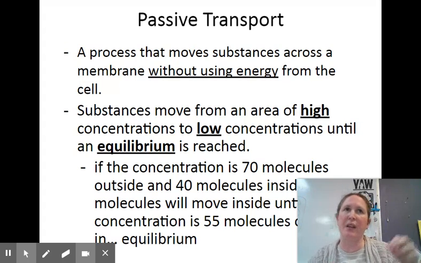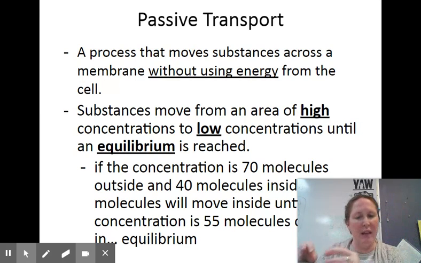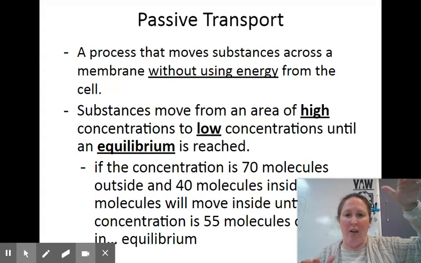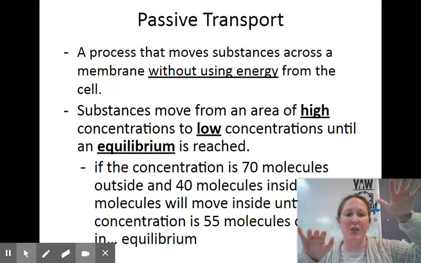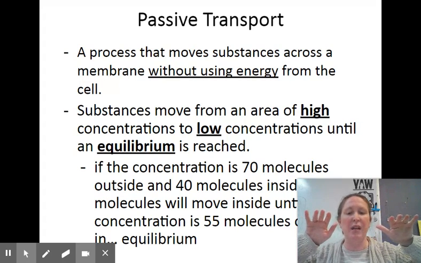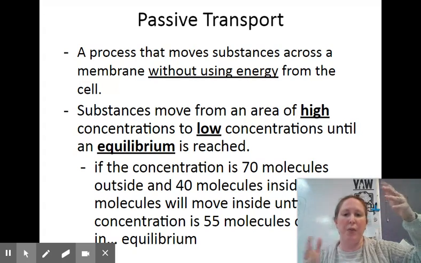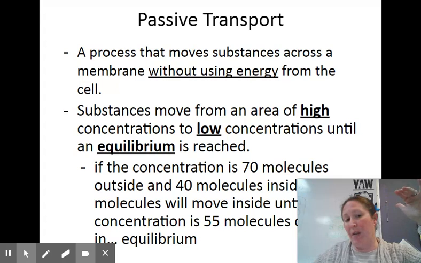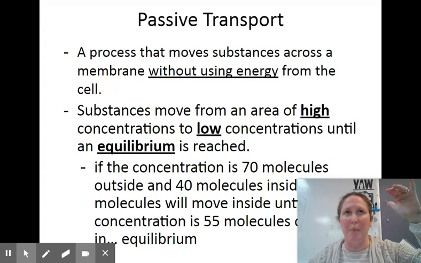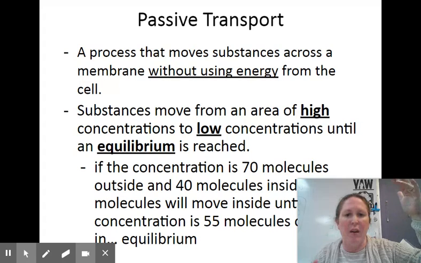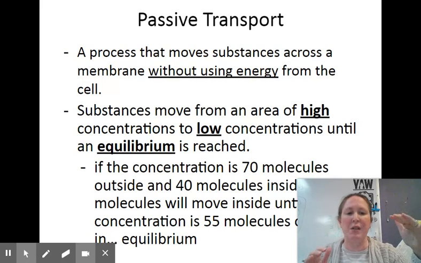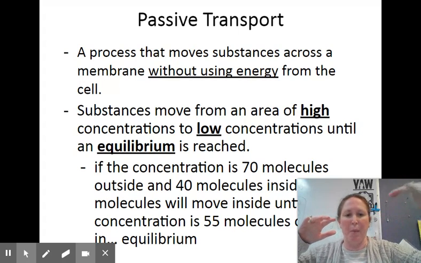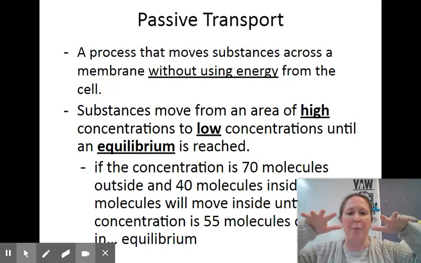So passive transport, again, is the process that moves things without using energy. Basically, if you have a lot in one area and only a little bit in another, substances are going to move from the high area to the low area until they're equal, until you get an equilibrium. For example, I have written on the slide 70 molecules outside, only 40 molecules inside the cell. What's in the middle? 55. So the 70 is going to lose 15, and the 40 is going to gain 15. The 15 from the 70 is going to move to the inside until they're equal at 55.